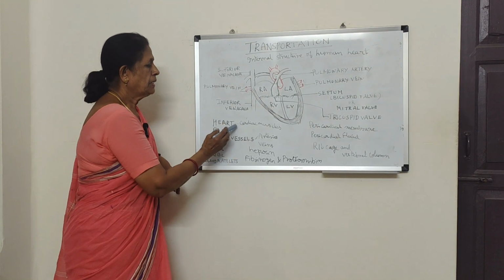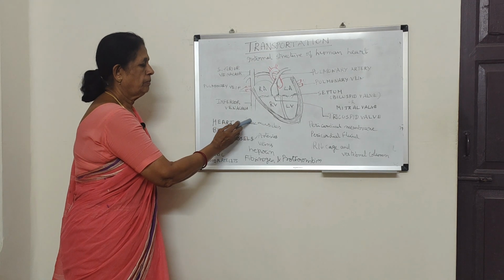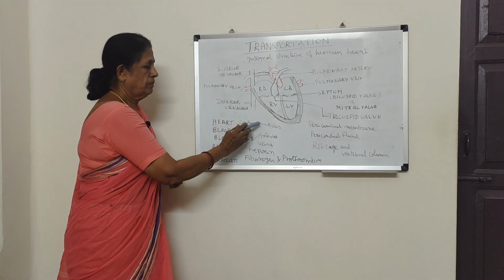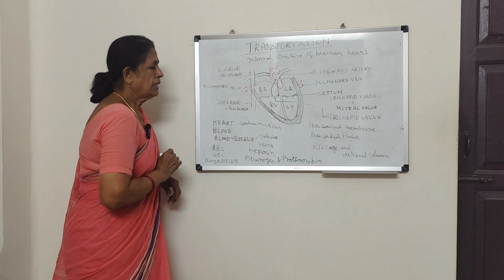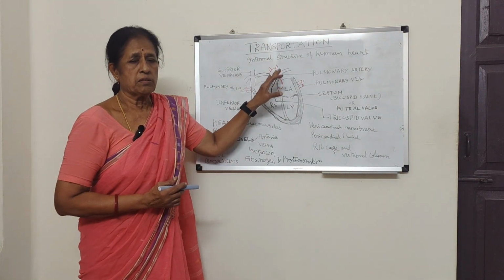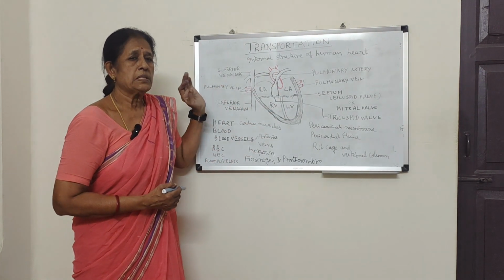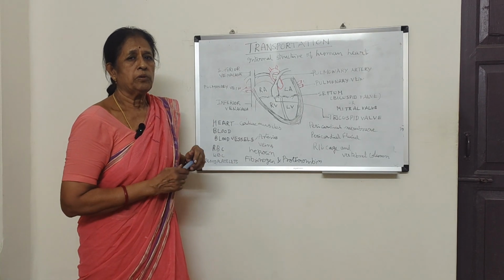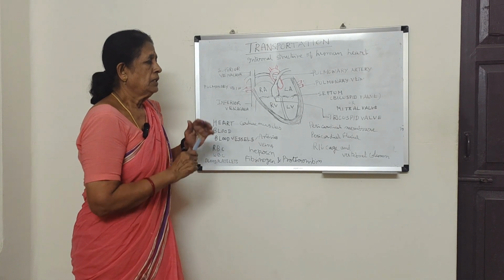These are all the important parts of the circulatory system. And the heart is a pumping organ, a muscular organ, and we shall see the internal structure of the human heart in the next class.